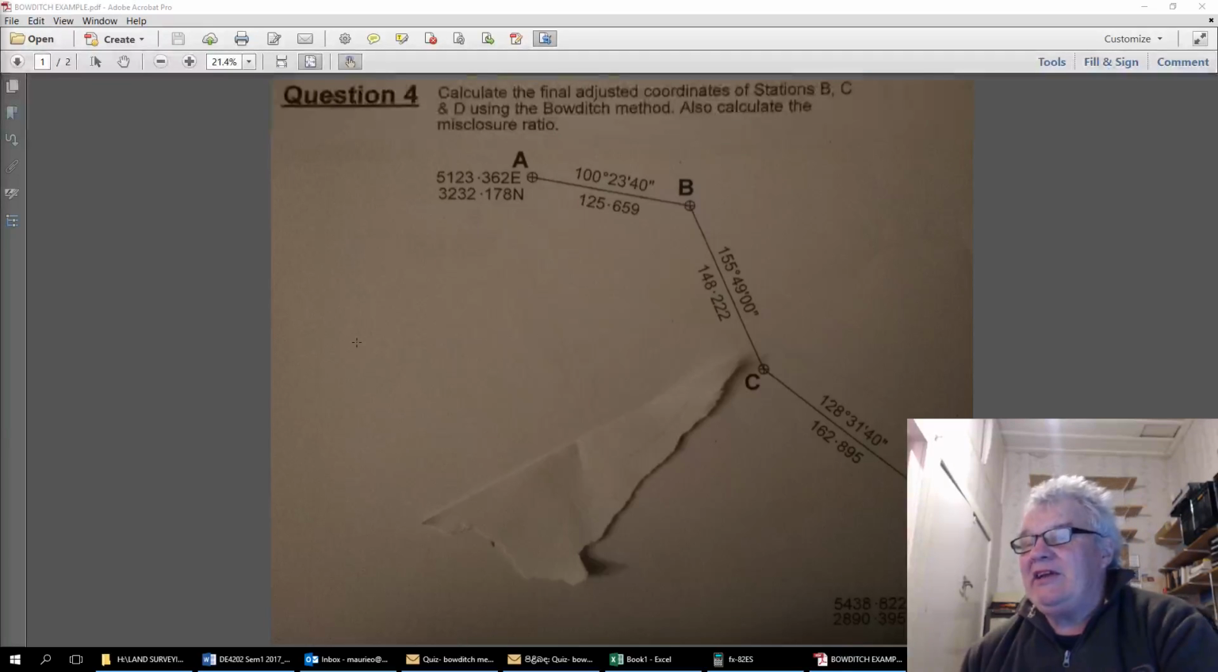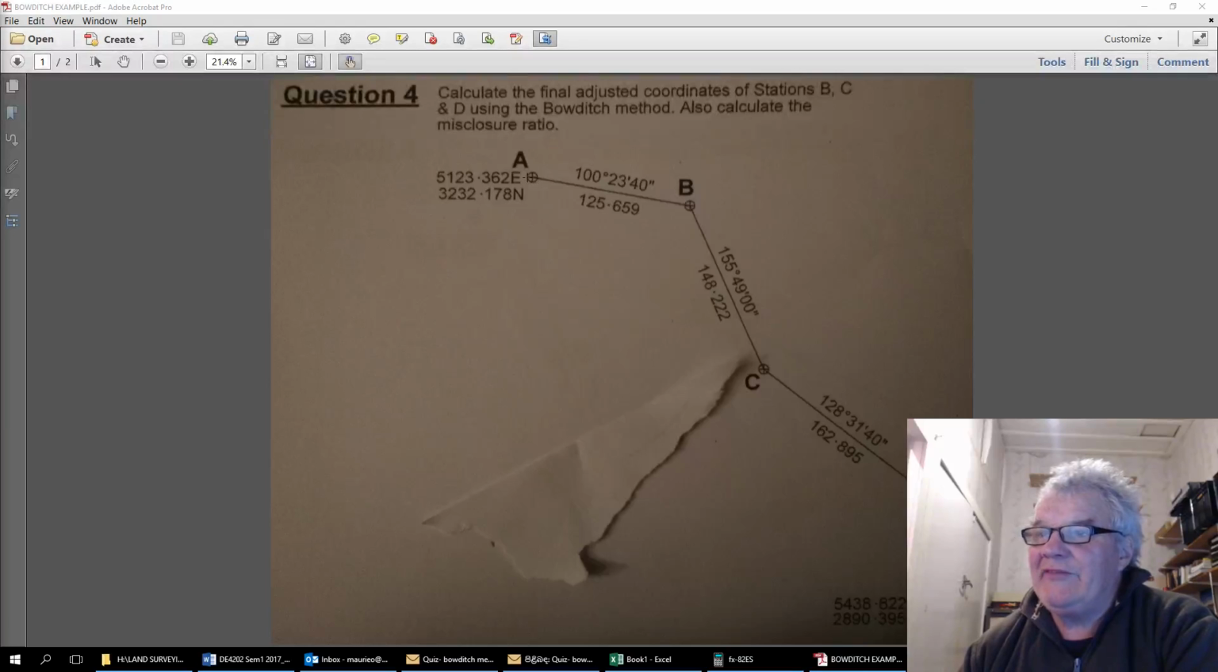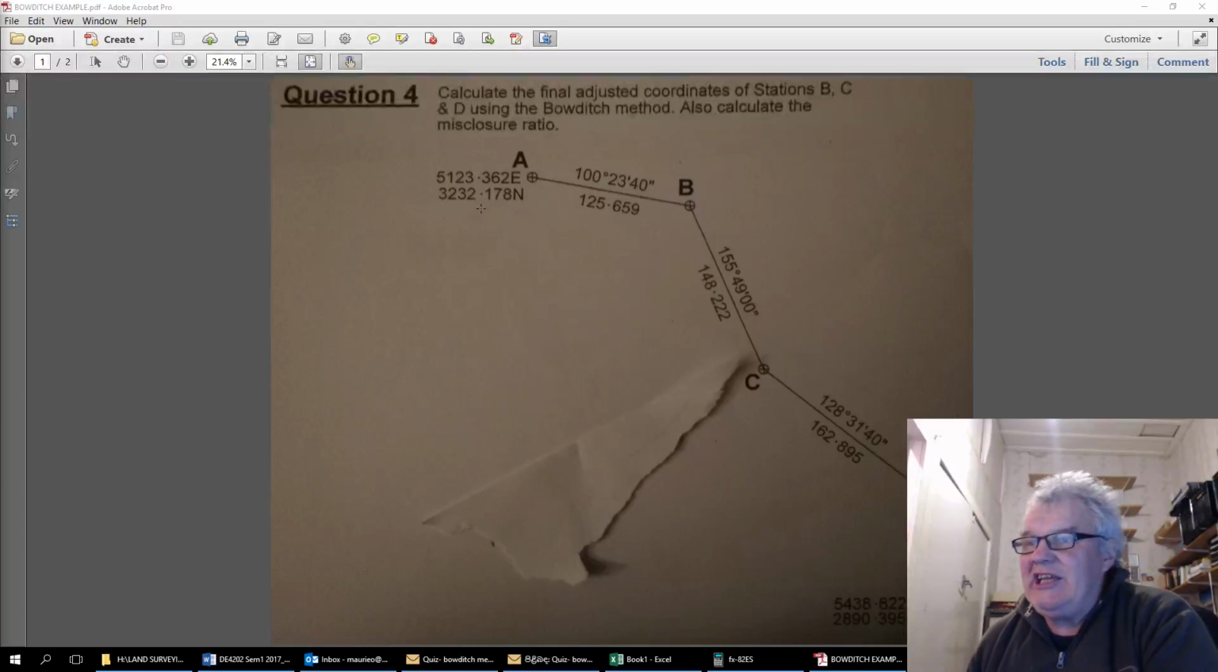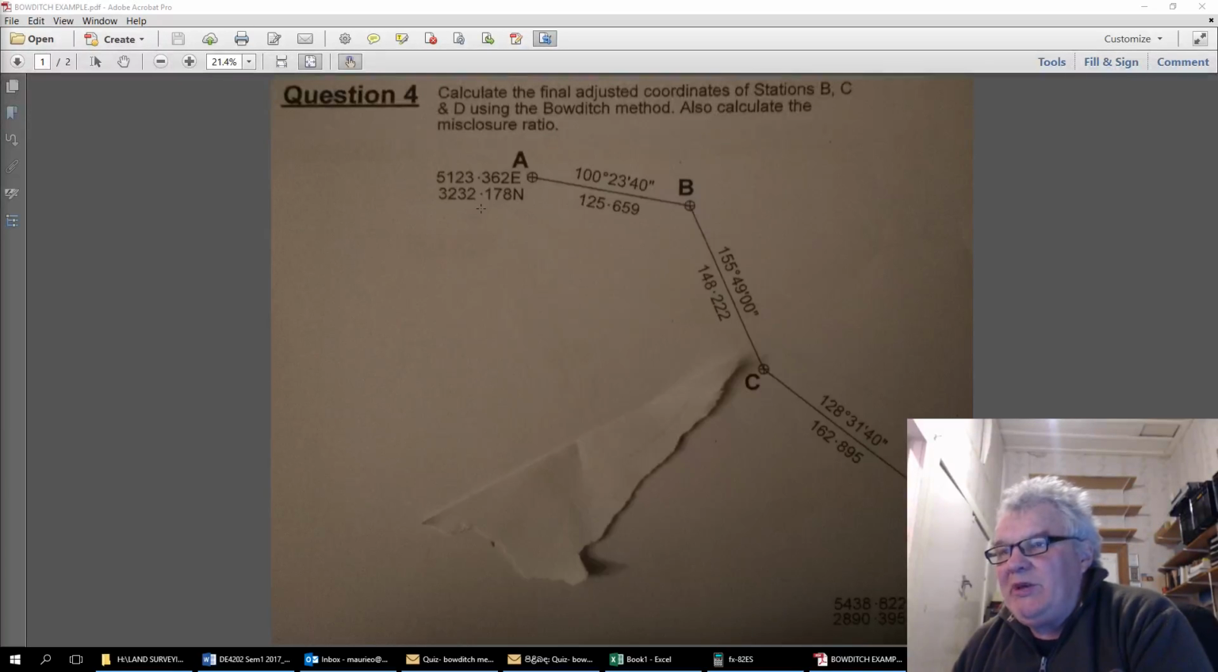So what we have here is what we might call a link traverse, and it's not a closed traverse. It's going from a known point A to a known point E, and we've got the coordinates of those. Just a little point about those coordinates: they're actually written easting first, northing last. Now, I'm based in New Zealand, so we always work with our northing first and our easting. But be aware of that.